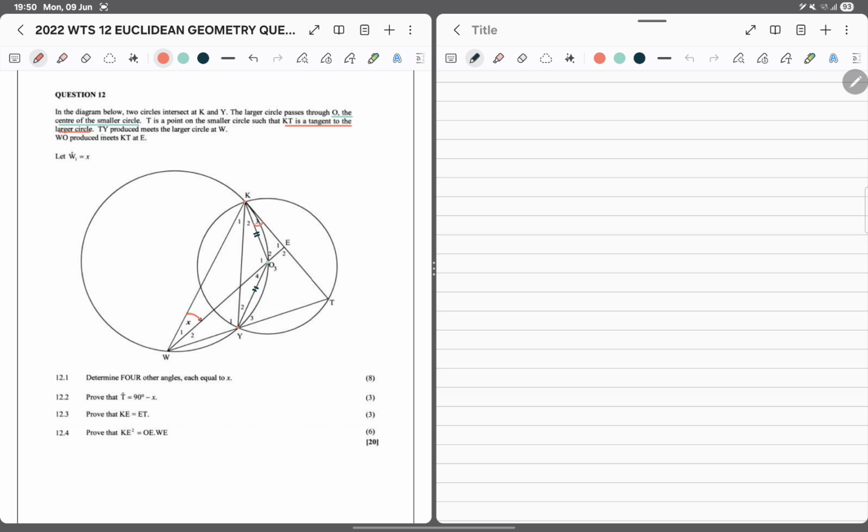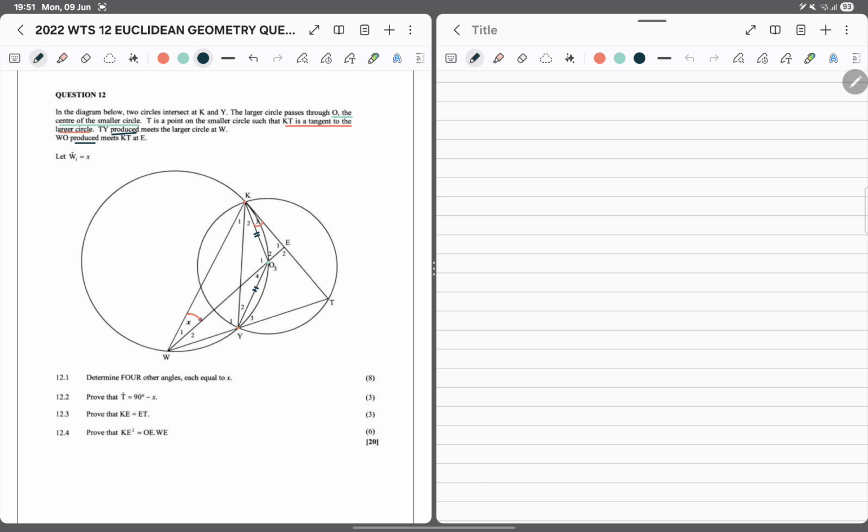And of course we are told that TY produced. Again, once the word says it's produced, it means it's a straight line. TY is a straight line all the way to W. Let's see, TY is a straight line, okay, all the way to W. That's the message being sent to us. All right, great. WO produced, again, see that? Produced, meaning WO produced meets KT at E. So this means this line WOE is a straight line as well.